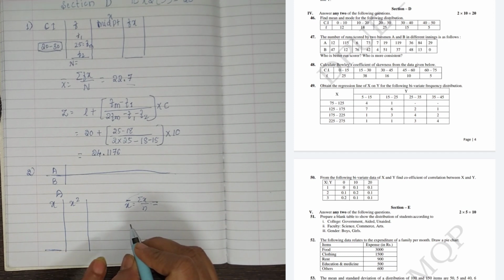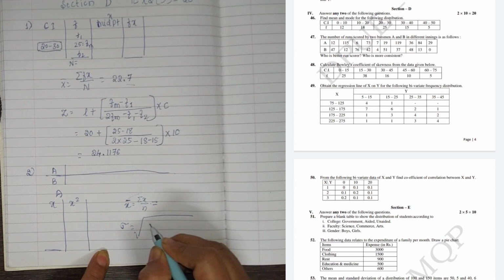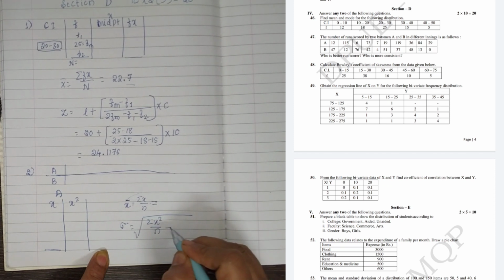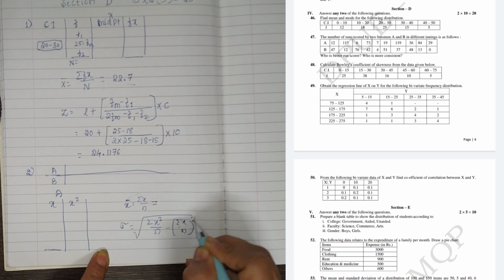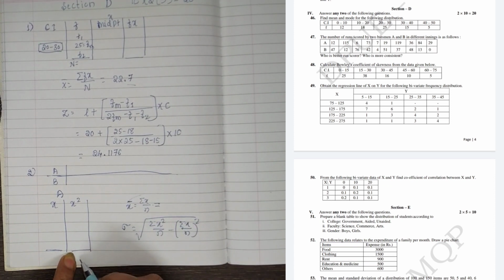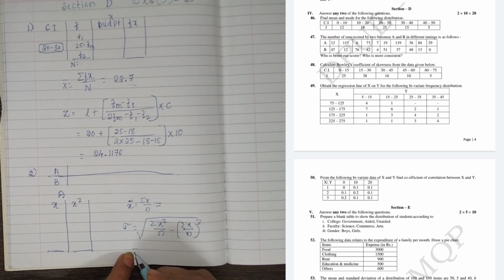Then after calculating this one, you have to calculate sigma. You know the formula of sigma, that is the square root of summation of X square divided by N minus (sum of X divided by N) whole square. X square is this one, X square divided by the number of values, minus summation of X divided by N whole square. You have to calculate this one.